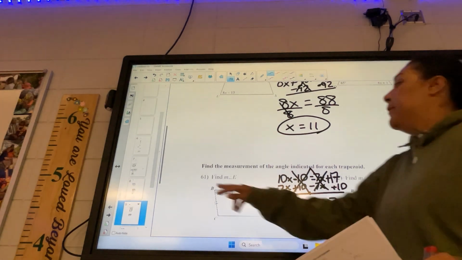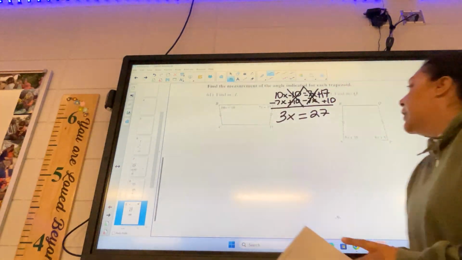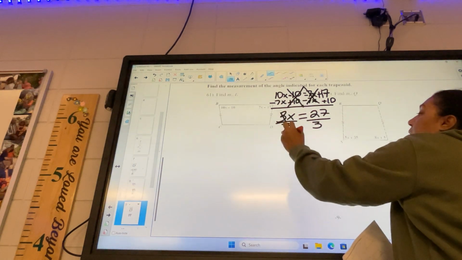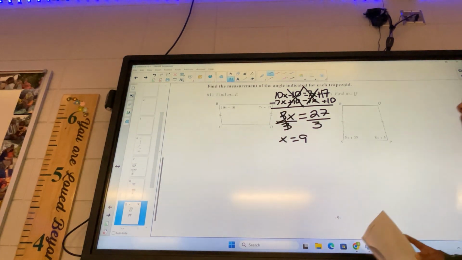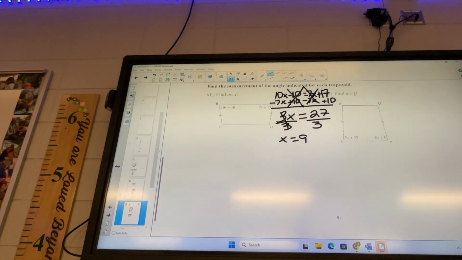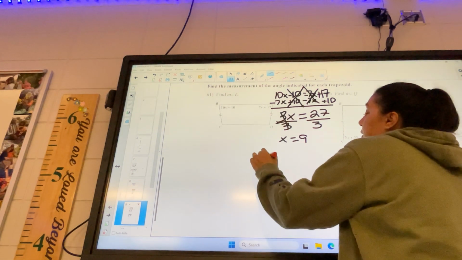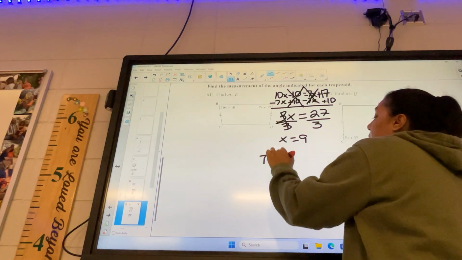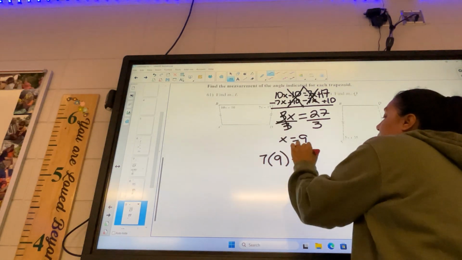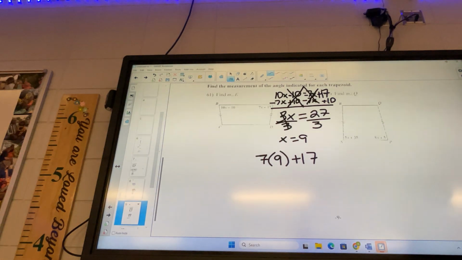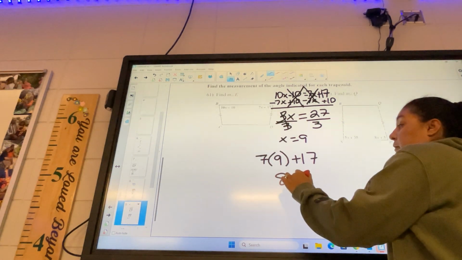Okay, and then what needs to happen? Divide both sides by 3. So we get x equals 9. What's it asking you to find? E. E says 7x plus 17, so it's going to look like 7 times parentheses 9 plus 17. 80. Yeah, 80. Okay.